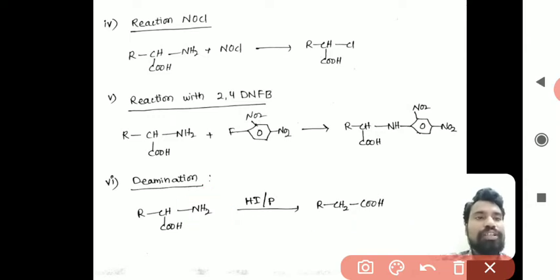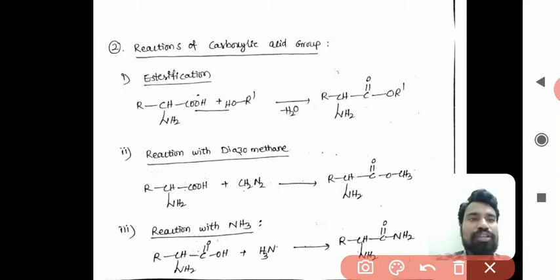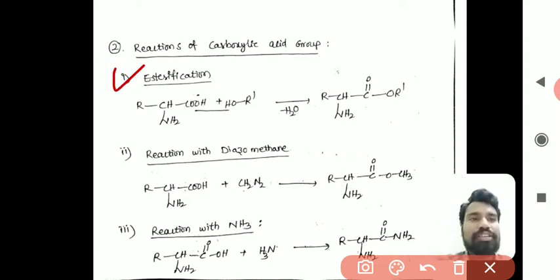So these are the reactions of the amino group of amino acids. The next one is reactions of the carboxylic acid group. So this is the second one, right? Here the first thing is the esterification reaction. As we know, carboxylic acids when reacted with alcohols will form esters, right?